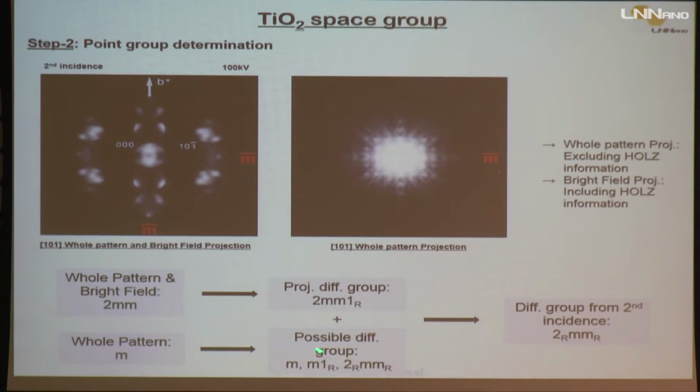And based on that, we can limit the possible diffraction groups to this many. Including these two, we can eliminate the others, and we come to the conclusion that only one diffraction group can exist, that is 2R_mm_R.